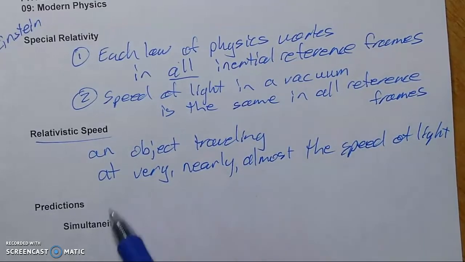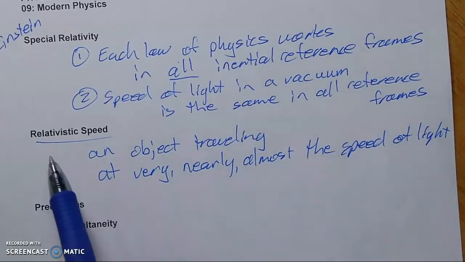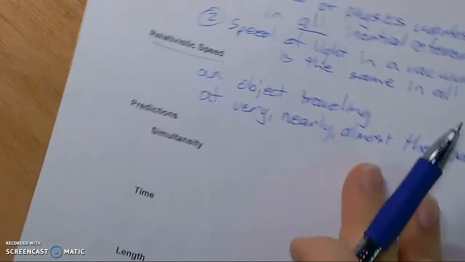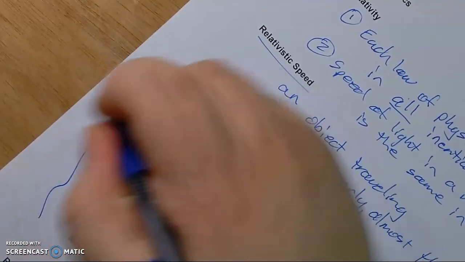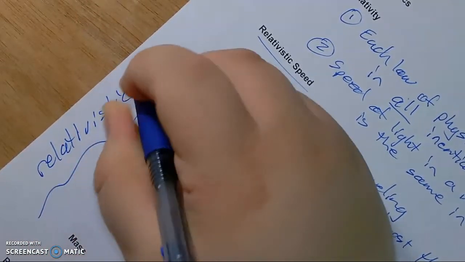So if we're watching something and it's traveling very nearly almost the speed of light, then it's at a relativistic speed to us, and vice versa. We're at a relativistic speed to it if we consider the frame of reference to be the thing that's moving. So remember, we got those two frames of reference right away. When something is traveling at relativistic speed, or very nearly almost the speed of light, four things are going to happen. And these are the four things, these predictions at relativistic speeds.